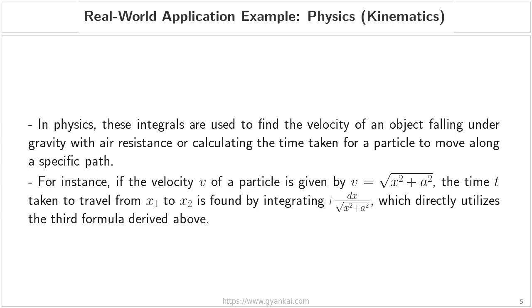Notice that this integral is exactly the third formula we derived on the previous slide. We found that the integral of 1 over the square root of x squared plus a squared is the natural logarithm of the absolute value of x plus the square root of x squared plus a squared, plus a constant. So, by applying that formula and evaluating it at the upper and lower limits of integration, x2 and x1 respectively, we can directly calculate the time taken for the particle to travel that distance. This demonstrates how these seemingly abstract integral formulas become powerful tools for solving concrete problems in physics.